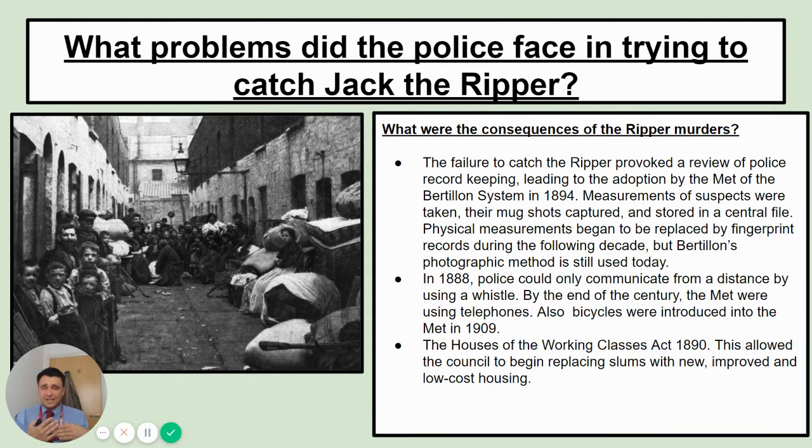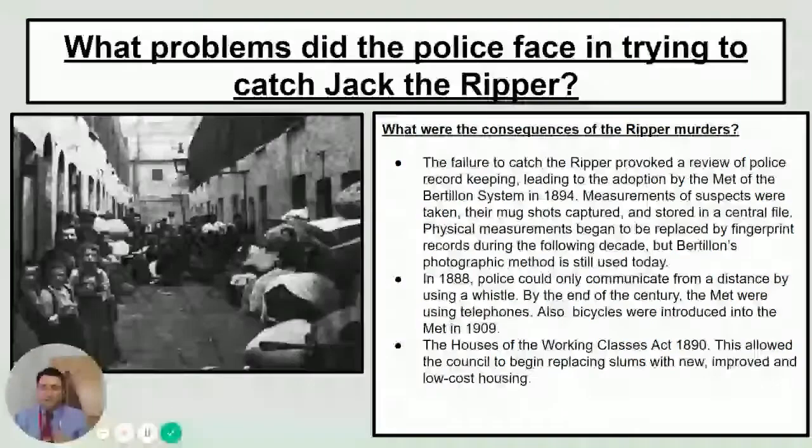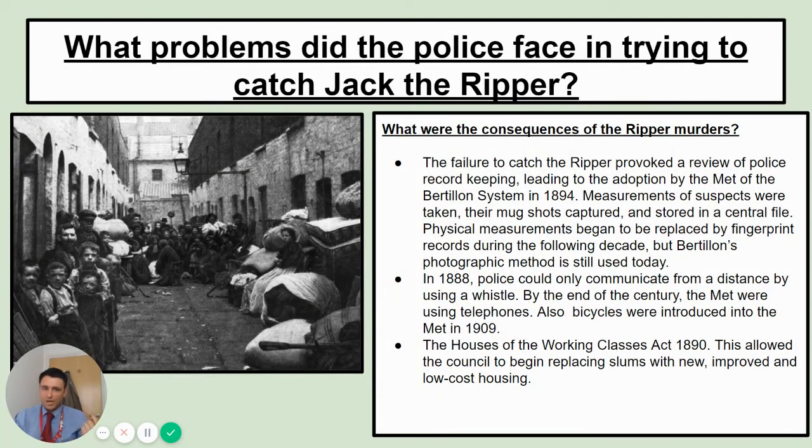Britain started to realise actually we need to improve some of these areas of England, especially places like Whitechapel. Two new laws came in. The Houses of the Working Class Act 1890. This meant that these slums that we'd seen in Whitechapel, this poor house that you can see here, actually money started to be made available to knock these buildings down and create better, improved, low-cost housing for people.